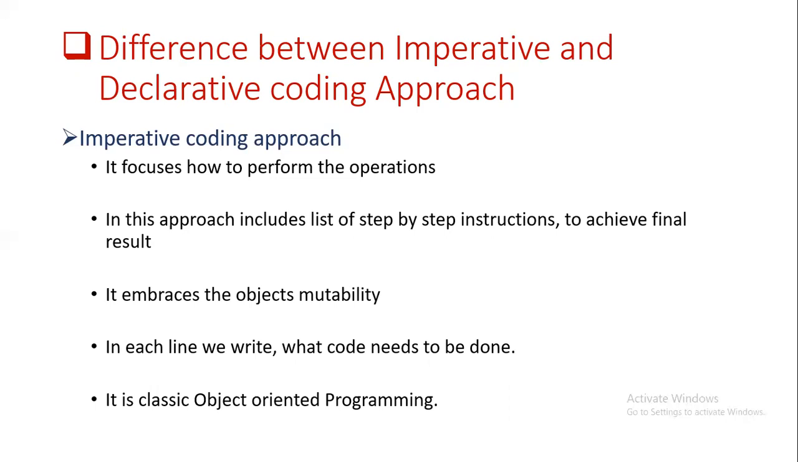In the imperative coding approach, in each line we write what the code needs to do. So each line of code has a purpose. We can call the imperative coding approach classic object-oriented programming. This is what we are currently writing before Java 8. We are following the imperative coding approach.